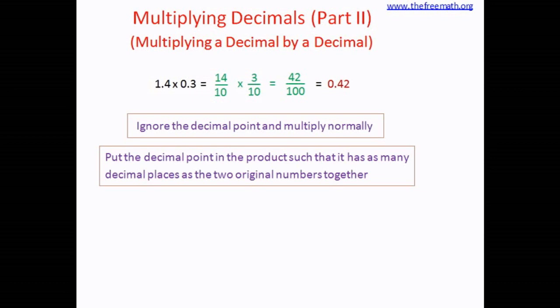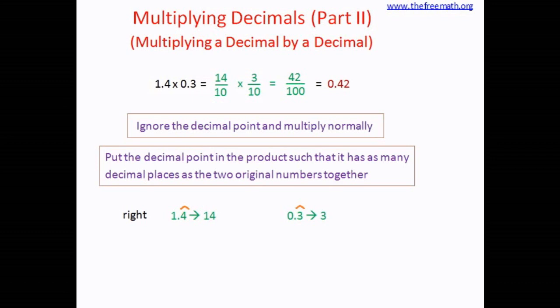So if you start from the right, then you skip 2, then skip 4, and then write the decimal point. That's why your answer is 0.42. Now how does it work? When you ignore the decimal point, you are actually moving the decimal point to the right. That means in case of 1.4, you moved the decimal point to the right and you made it 14. In case of 0.3, you did the same thing. You moved the decimal point to the right, and that's why you got 3.